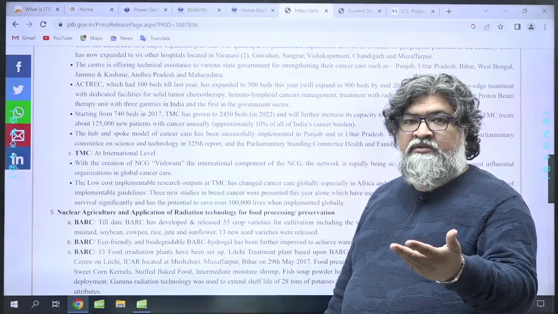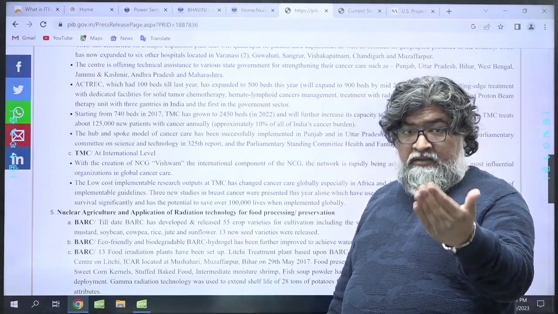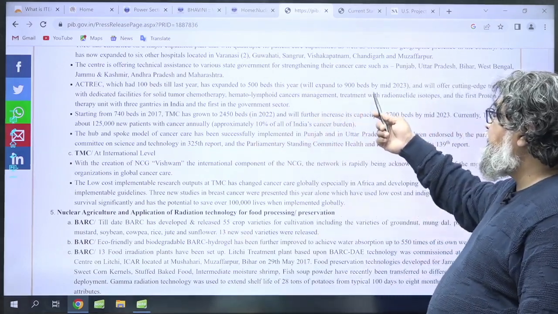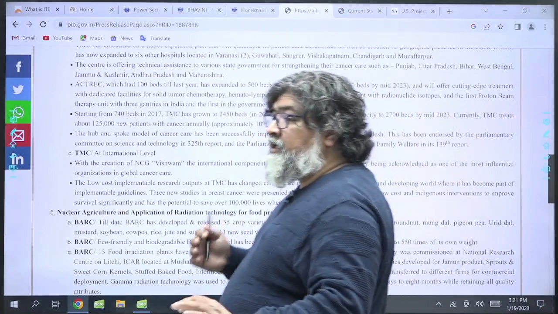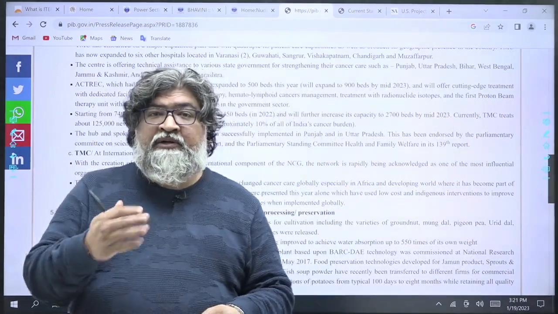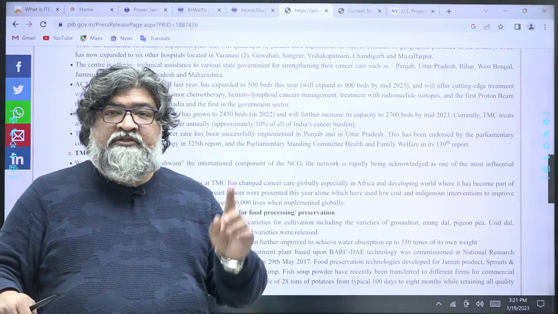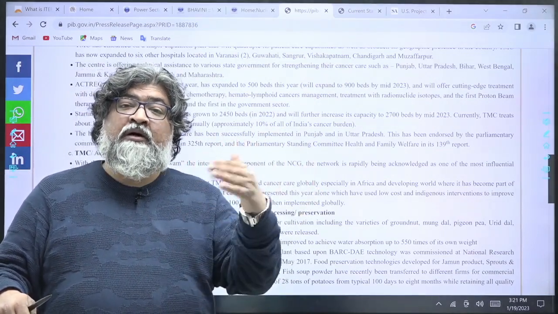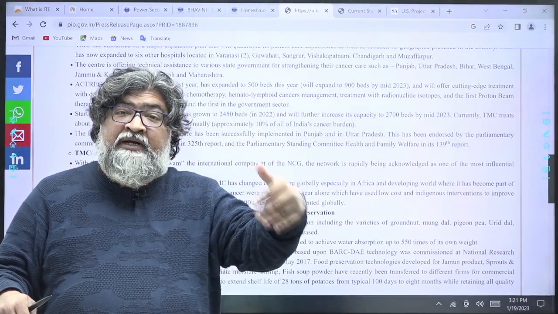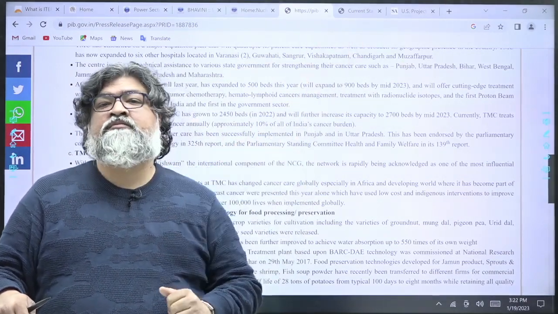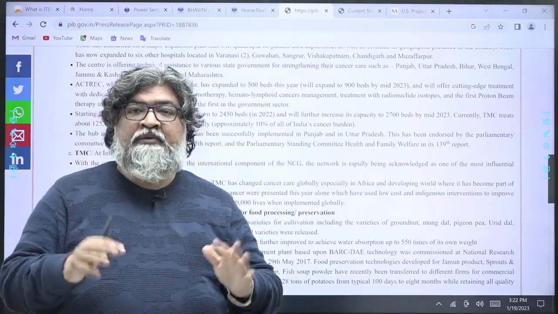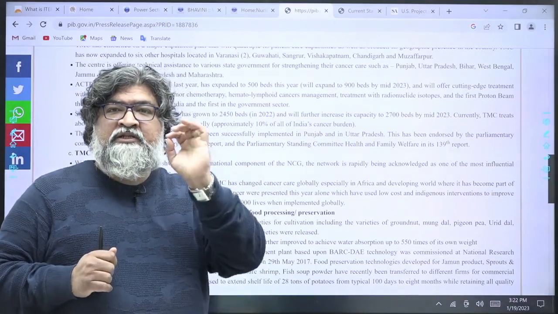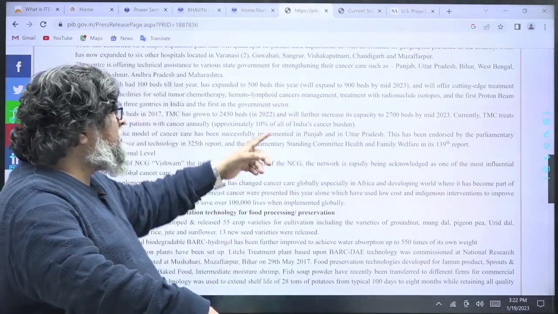There is another achievement in providing cancer treatment. So now here, 900 beds. Another thing: by mid of this year, by mid of 2023, this ACTREC Center in Navi Mumbai will be expanded from 500 beds to almost 900 beds, so that more and more cancer patients can be accommodated and given treatment. This is a major milestone, right? This is what is given here.